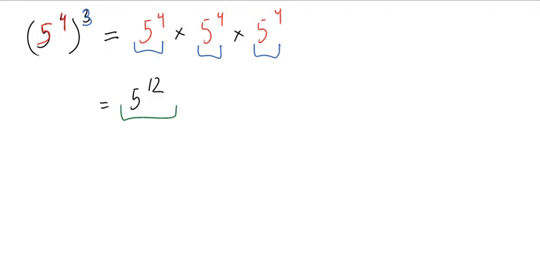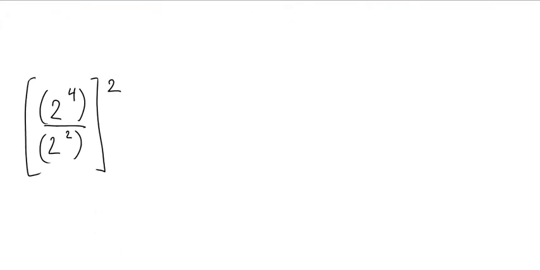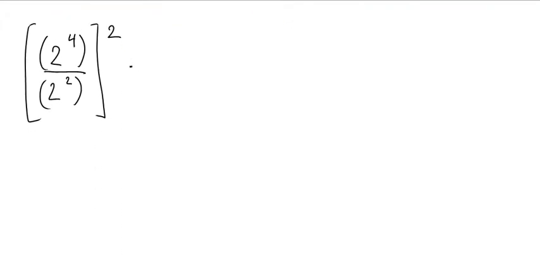Let's take a look at another, different exercise. It may seem more complicated, but it really isn't, and we're just going to do it step by step. So we have 2 to the power of 4 over 2 to the power of 2, all to the power of 2. The first thing we're going to do is find out what this in the middle is, and then we can do that to the power of 2. So we have 2 to the power of 4 over 2 to the power of 2. That's what we're going to do first.